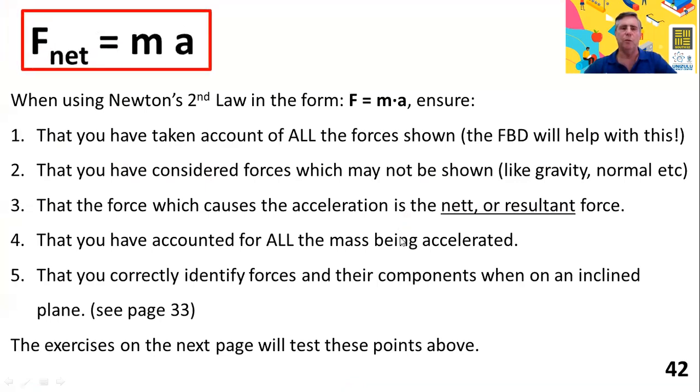So let's consider this equation, F net is equal to ma. Now, when you're using Newton's second law in this form, there are some things you should be careful about. Number one, make sure you've taken account of all the forces shown. Drawing a free body diagram will help with this, and question 2.2 is nearly always a free body diagram. Secondly, make sure you've considered forces which may not be shown, like gravity or the normal force. Number 3, make sure that the force which causes the acceleration is the net or resultant force. That's why we write F net equals ma.